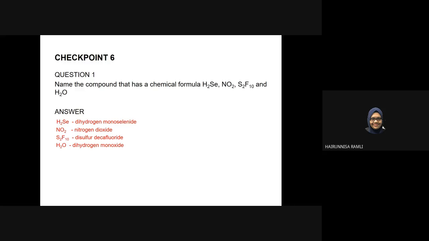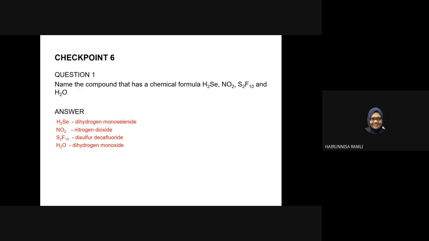Okay, tengoklah. Betul tak? H2Se. H2 is dihydrogen, Se is selenium. Tapi dia duduk kat belakang, so dia jadi selenide. Dan dia ada satu, so monoselenide. So dihydrogen monoselenide. NO2, nitrogen dioxide. Okay, ni basic lah. S2F10, disulfur, deca, 10 fluoride.